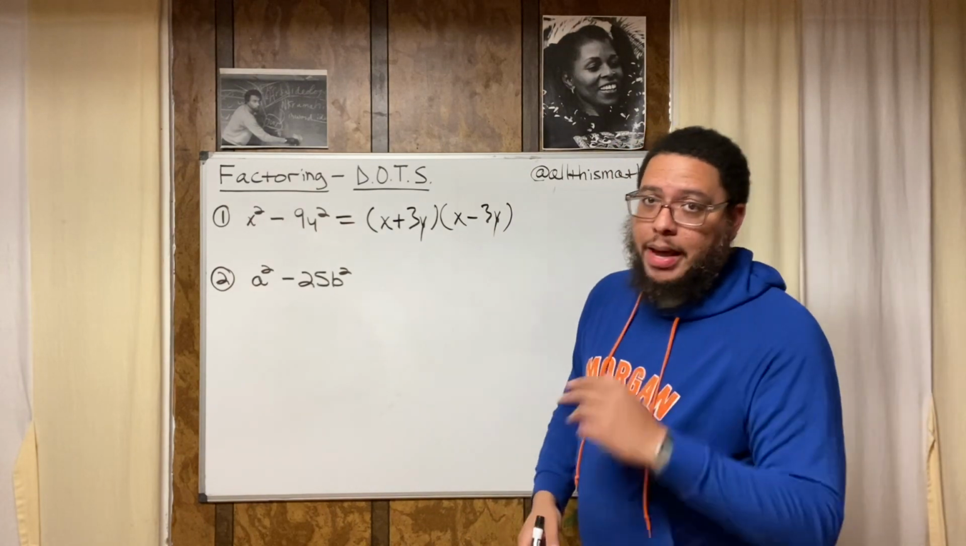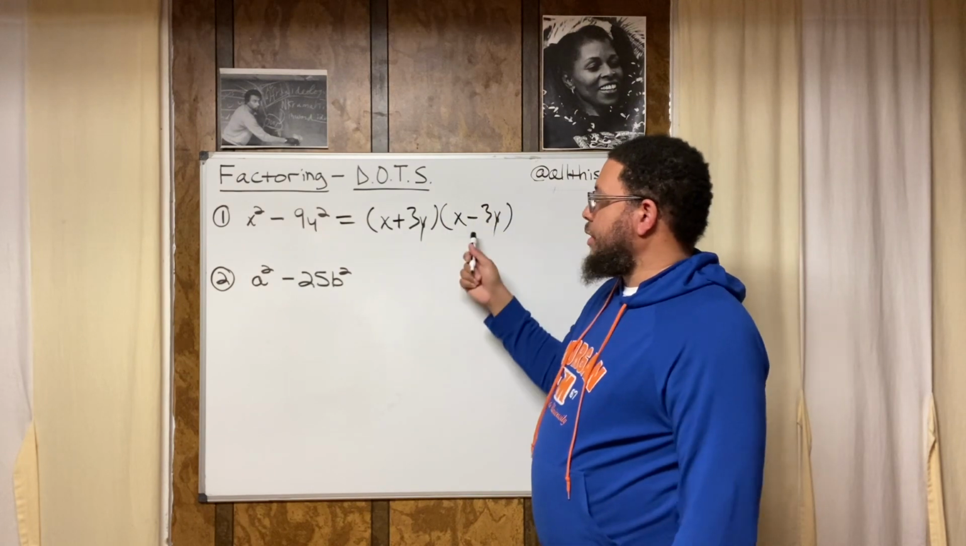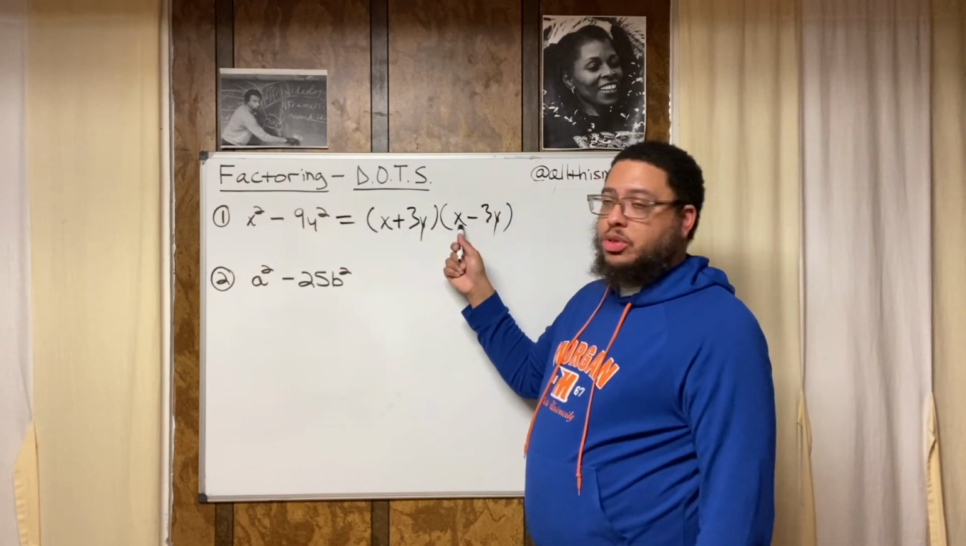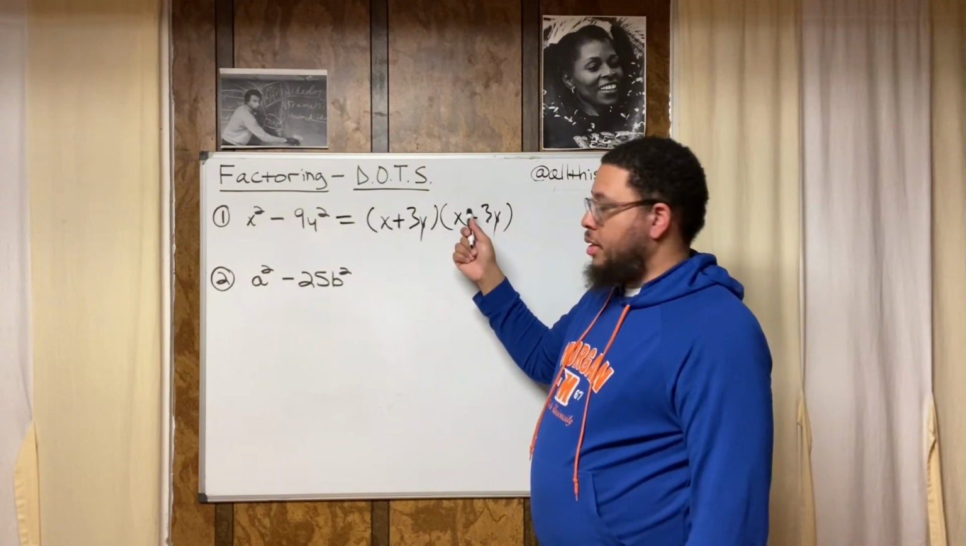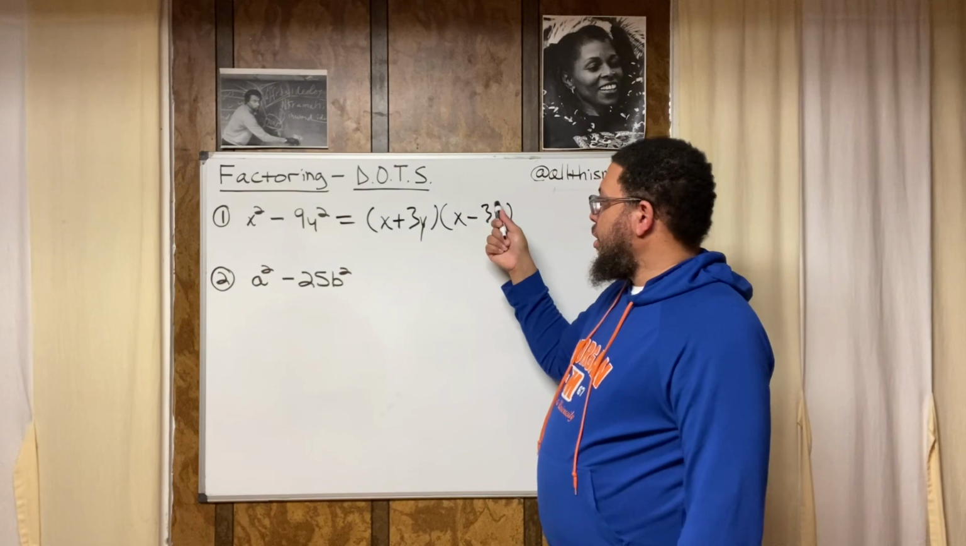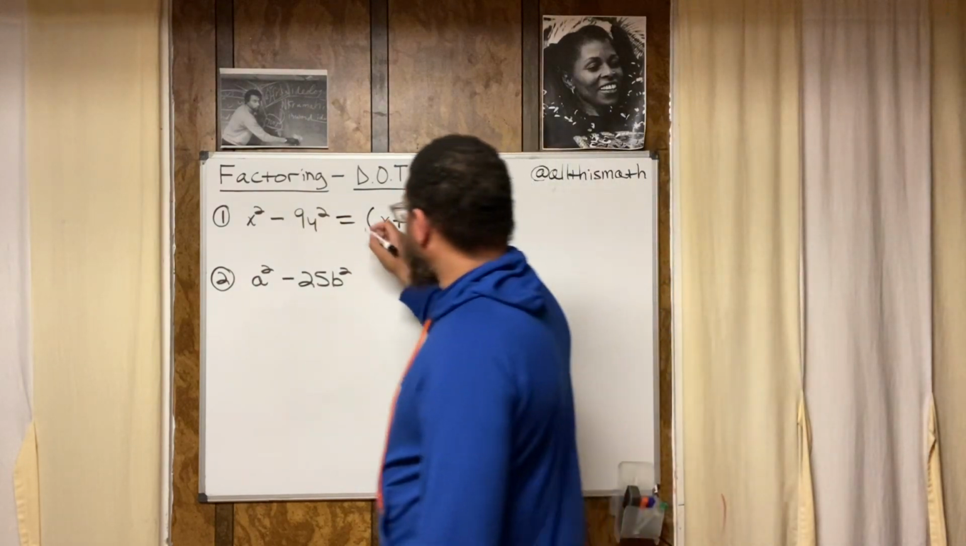Now, sometimes what might happen is you might end up with another difference of two squares, but this is not the case here because that's not a perfect square. That's not a perfect square. All right, because that's got an exponent of 1, and that's got an exponent of 1, and 3 is not a perfect square. So that means we're done. This is the final answer.